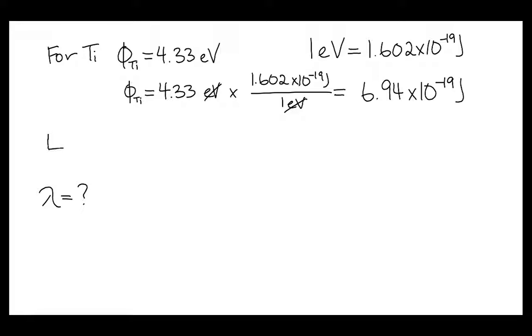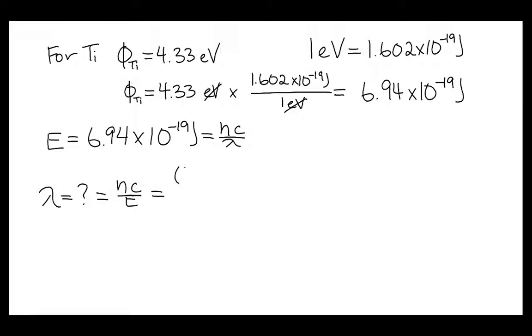So to be able to then calculate the appropriate wavelength, we can use the equation where the energy, which we just calculated, is equal to hc over lambda. And so if we rearrange that equation, what we then have is that lambda is equal to hc over E, where h is Planck's constant, c is the speed of light, and energy is the energy that we previously determined from the work function.